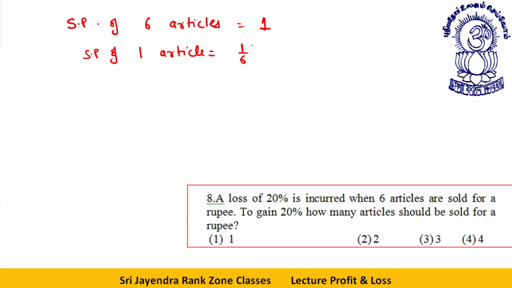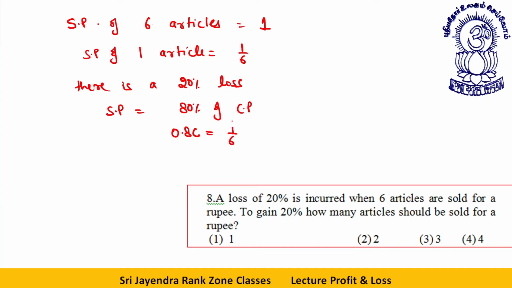I'll put this thing very easily in front of you. However, it might be confusing, but I promise you, I will make it very easy for you. Now, there is a 20% loss. So I can say SP is 80% of CP. So I can say 0.8 C is equal to 1 by 6. I'm dealing in one article only.